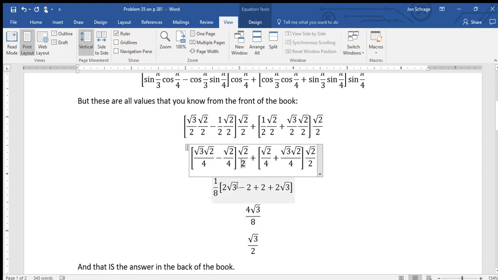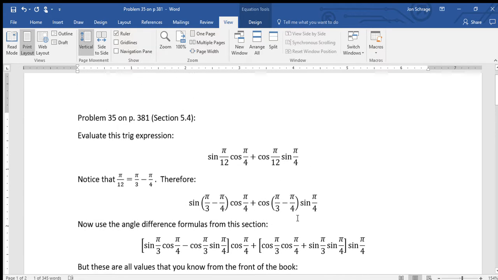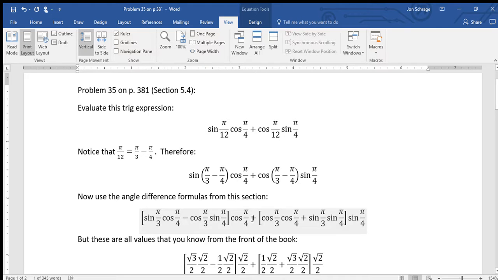You eventually get this 2 plus 2 and this negative 2 cancel each other out. You end up with 4 square root of 3 over 8, or square root of 3 over 2, which is the answer in the back of the book. So I think this is the way they want you to solve it, using this angle difference formula.